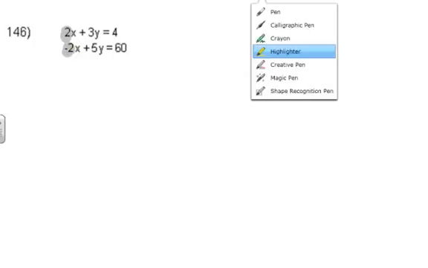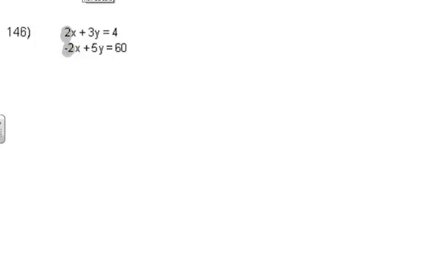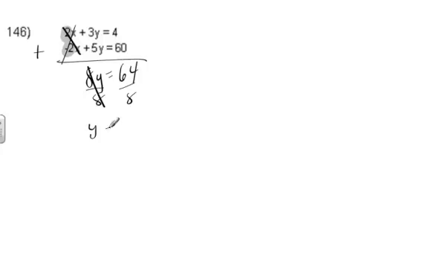Now, unlike the last problem when they were the same and we added and changed all the signs, this one's already set up. We just add them up. So 4 and 60 is 64. 3y and 5y is 8y. And then, of course, look what happens. 2x and -2x cancel, which is the whole point. Now do your math, and y = 8. Simple, huh? It's a little easier than substitution when you get the hang of it.